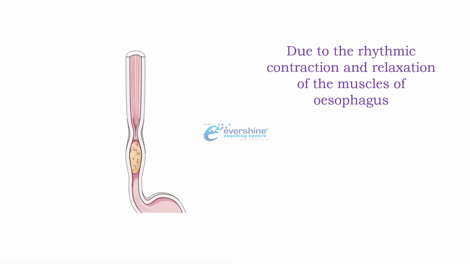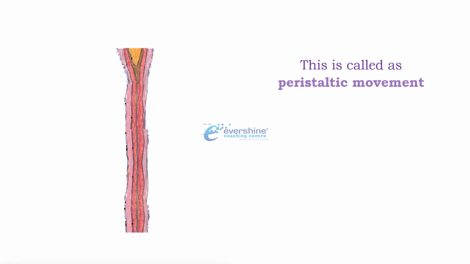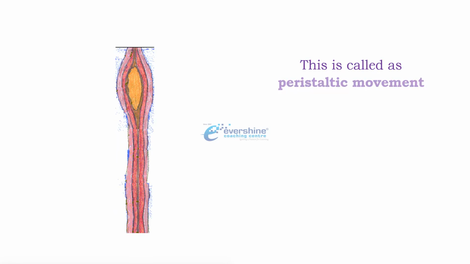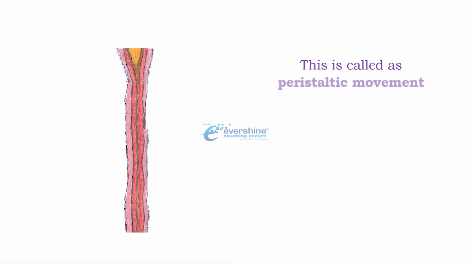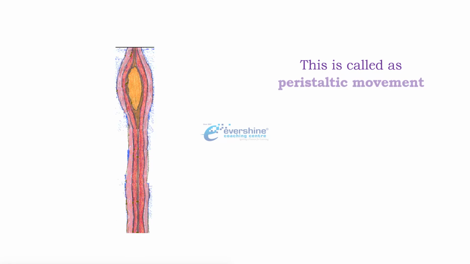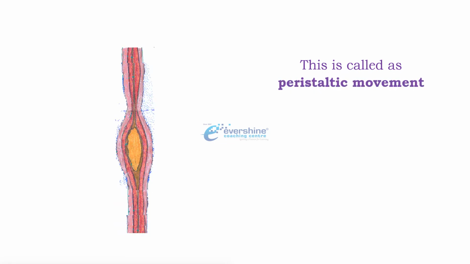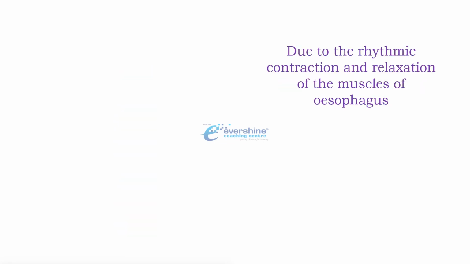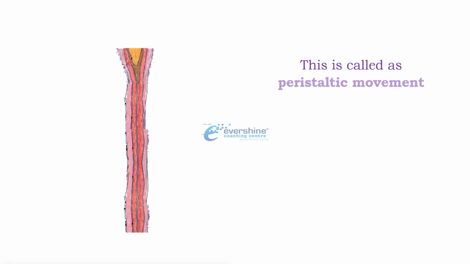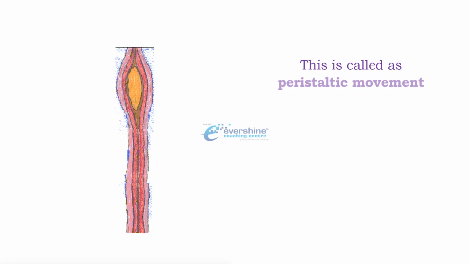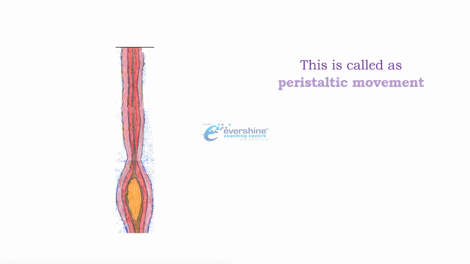Can you see how the food is moving? Because of constant contraction and relaxation. That is called peristaltic movement. What is peristaltic movement? Peristaltic movement is when there is a contraction and relaxation of the muscles. This movement is called peristaltic movement. As you can see, this is how the food is moving.